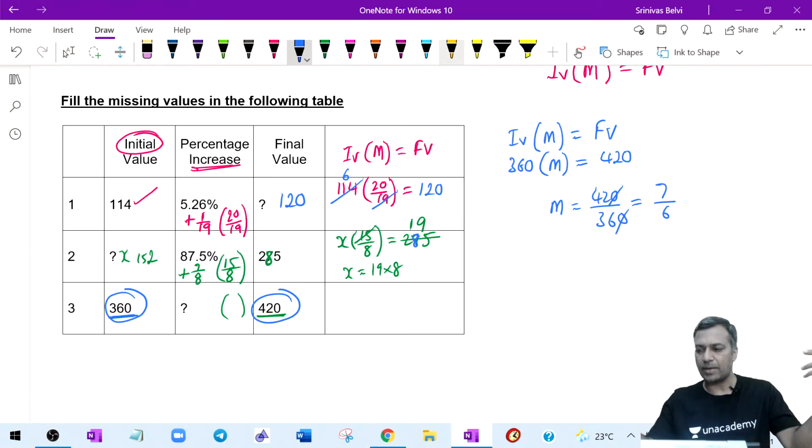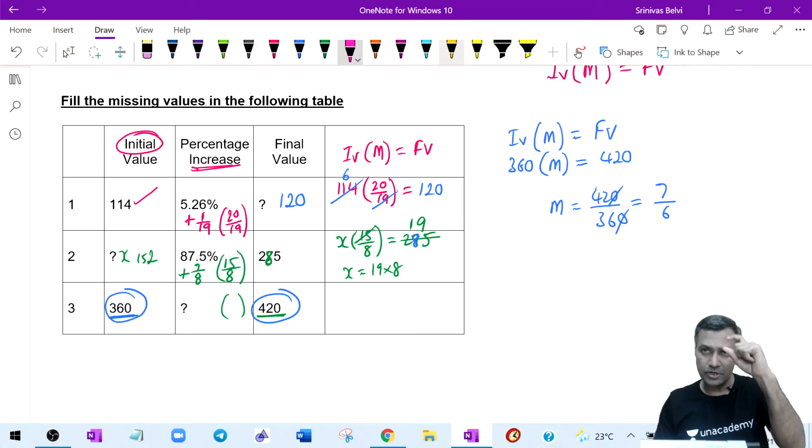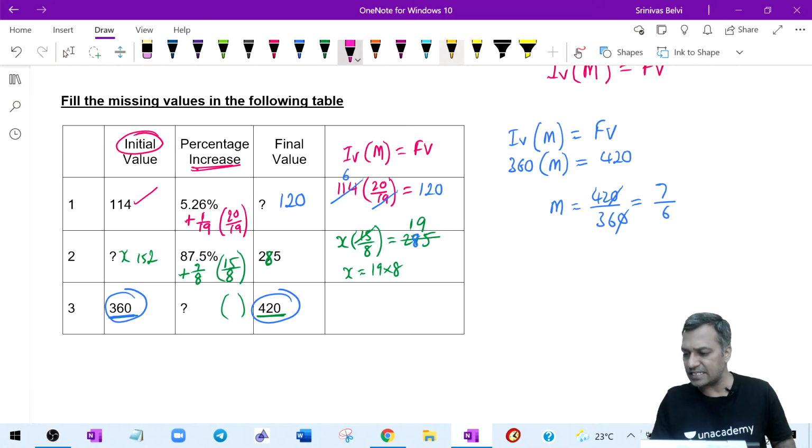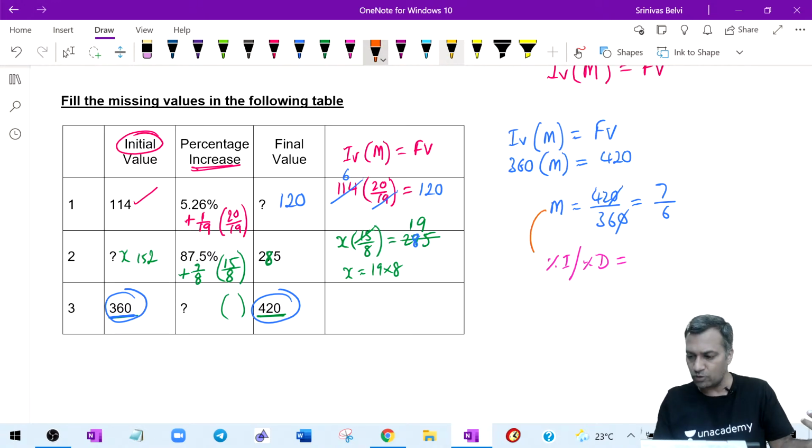I wrote it as 7 by 6. This is the multiplier. Assume you saw a multiplier 7 by 6. From here, how do I get the percentage increase or percentage decrease? Either I can have a percentage increase or I can have a percentage decrease. Once I see the multiplier, what do I do? The multiplier is about percentage increase or decrease. How do I write it?